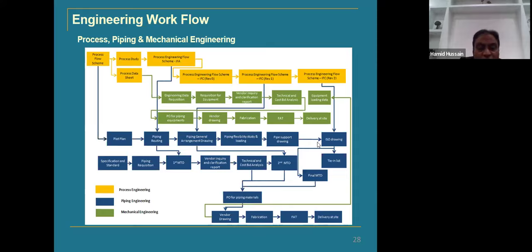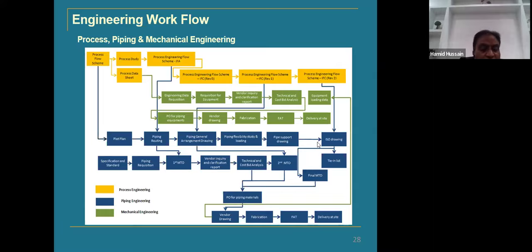And if you talk about the specific piping in the blue, the plot plan will be done by them, piping routing will be done by them, and then the first cut MTO will be taken out, then piping general arrangement drawings will be done, and then with that they can do the second cut of the MTO that will be more enhanced. And then piping flexibility study and loading, and then pipe support drawings. Of course pipe support drawings will be done based on the stress analysis by the specialist engineers for the critical lines. Then isometric drawings will be issued, and then the final MTO will be extracted there.